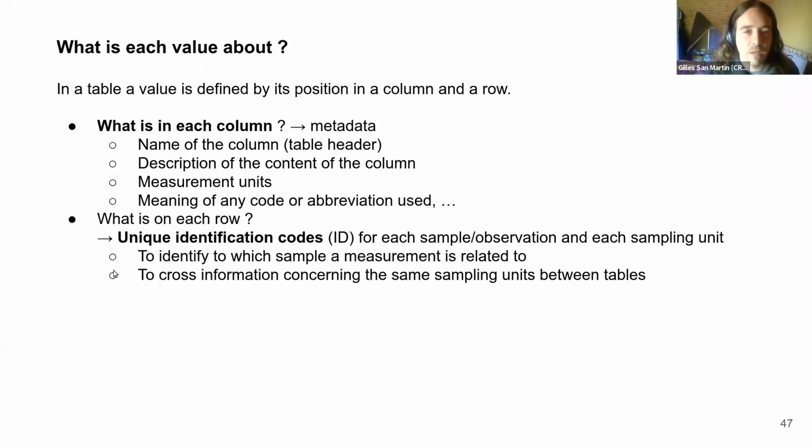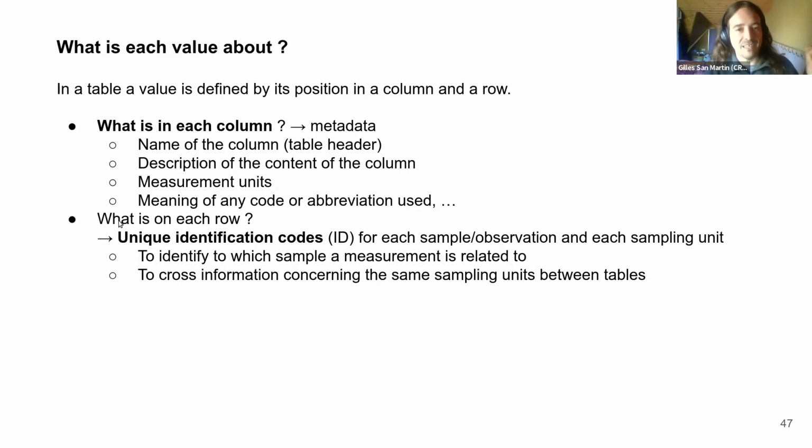Okay, then the last point, and maybe the most complicated one, is the question about what each value is about. So basically you have a table, and in each table a value is defined by its position in a column and in a row. So first you have to know what is in each column, and this is typically the metadata. You have to have the name of the column, so the table header, a description of the content of the column, the measurement unit, maybe the code or abbreviation used in that column. So that will allow you to understand what is in that column.